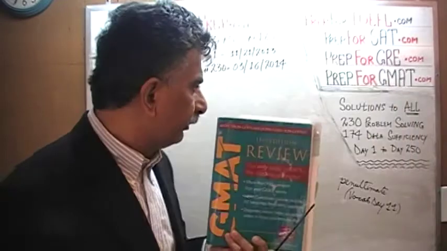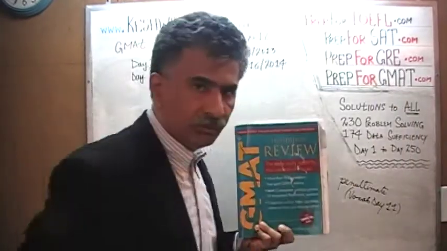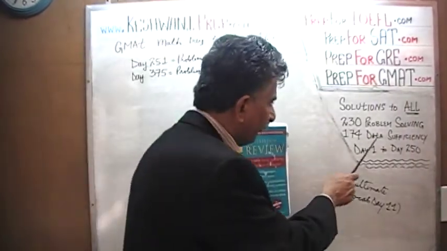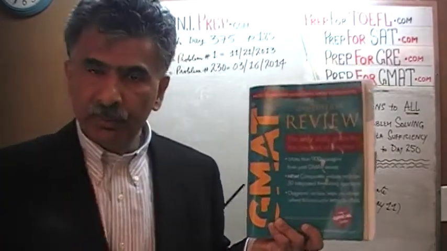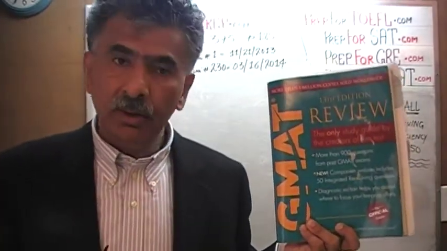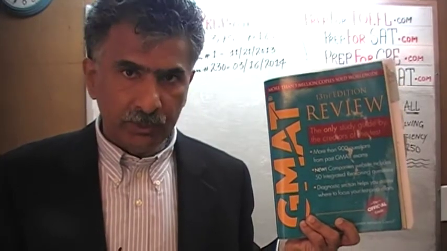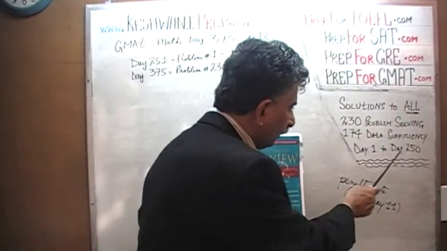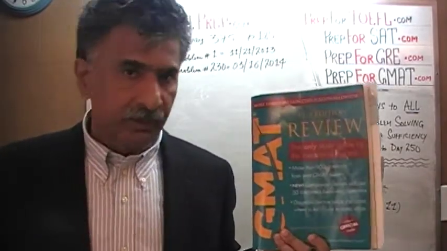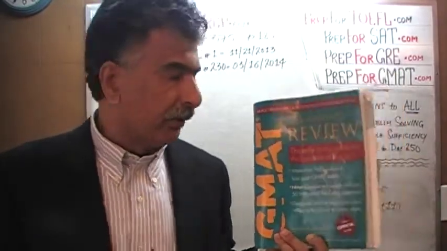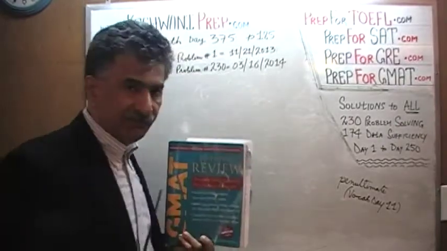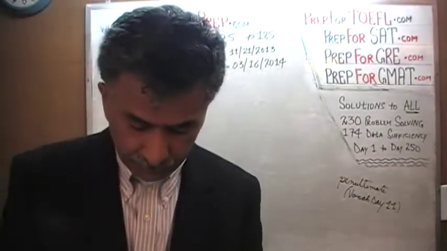The book contains 230 problem solving questions. It has 174 data sufficiency questions. We have already solved every single math problem from this book. If you're interested in watching the original solutions to any of the problems, you will find the original solutions from day number 1 through 250. Right now, we are in the process of redoing the problems, and we are on page number 185. Please turn to it, page number 185.